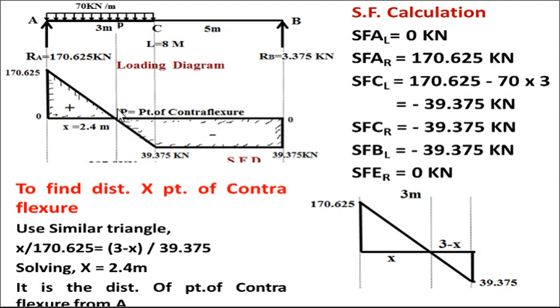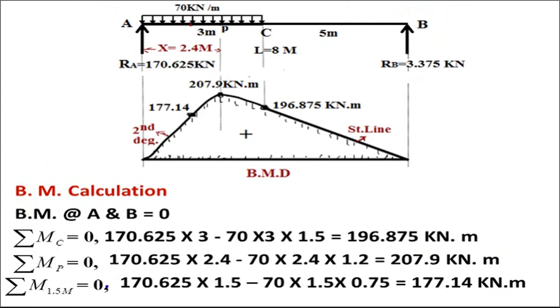Whenever there is a point of contraflexure in shear force and bending moment diagram, at that point shear force is zero and bending moment is maximum. Where shear force is 0, bending moment is maximum. Means at point P, bending moment will be maximum. That is called as point of contraflexure. Now we'll go for bending moment calculation. Okay, so we have marked that at point P, distance is 2.4 meter. It is the point of contraflexure where bending moment will be maximum.